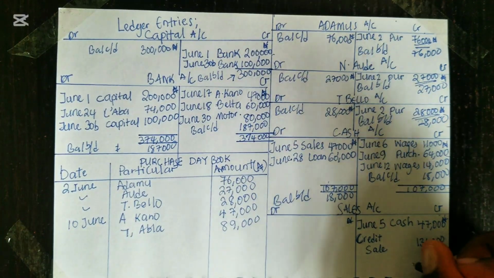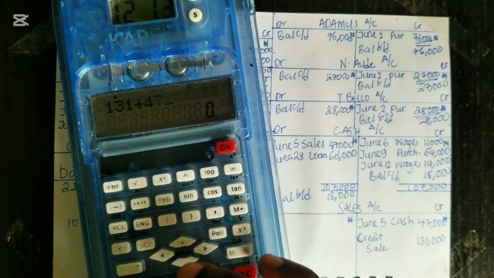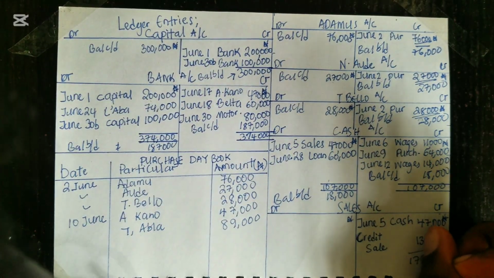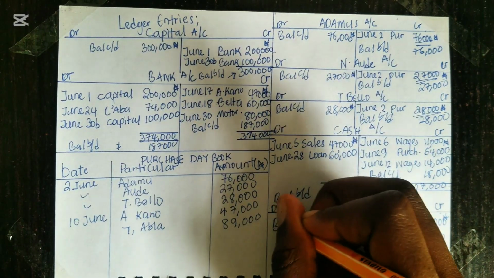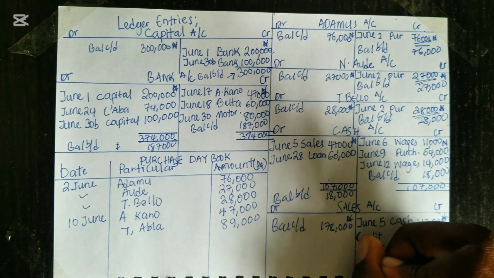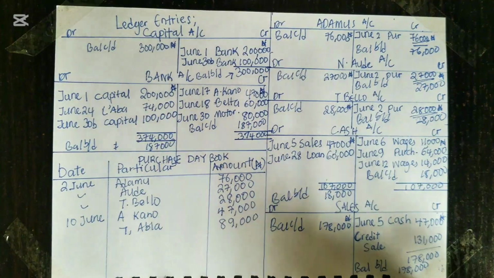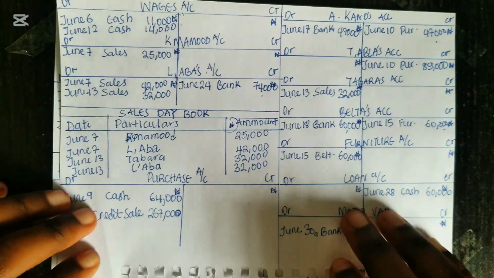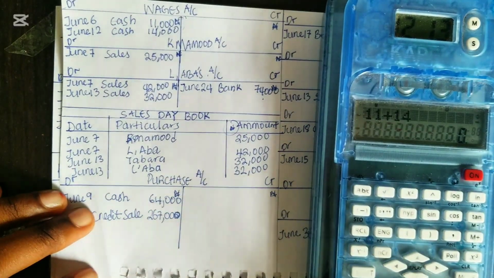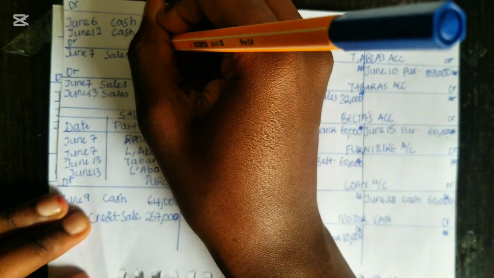For sales here, that's 131 plus 47, which is 178. So our total sales here is 178,000. Our balance carried down is 178,000. Our balance brought down is 178,000. So we have done for sales. Next one here is what? Wages. Our total wages here is what? 11 plus 14. 11 plus 14 is what? 25. So here we have gotten our total as 25,000.